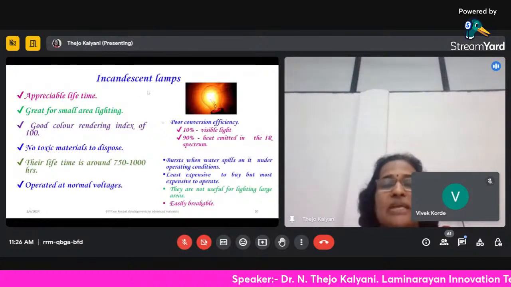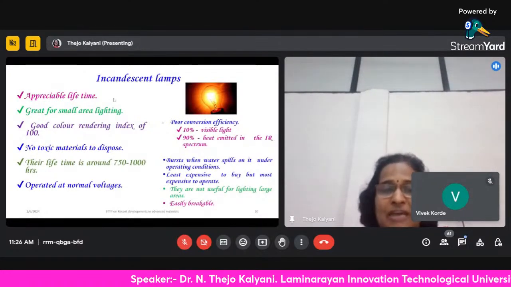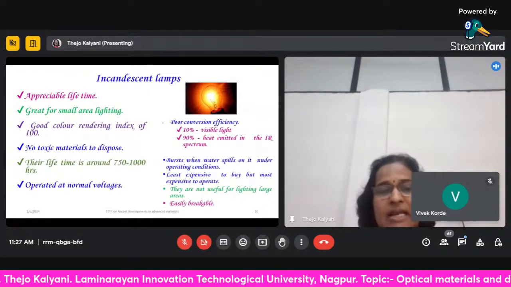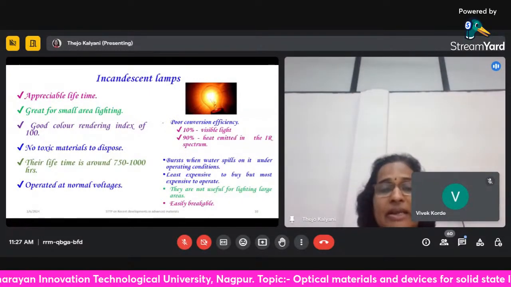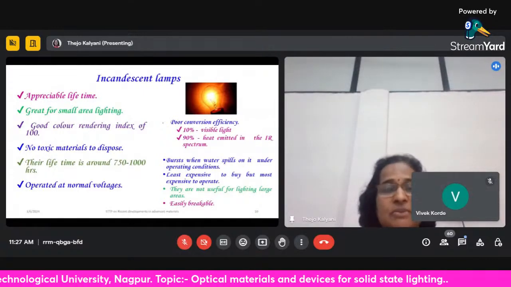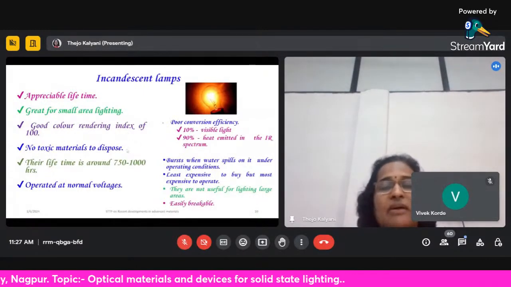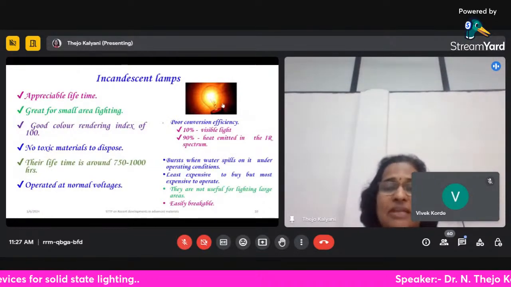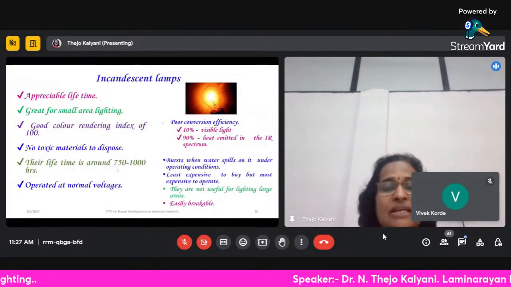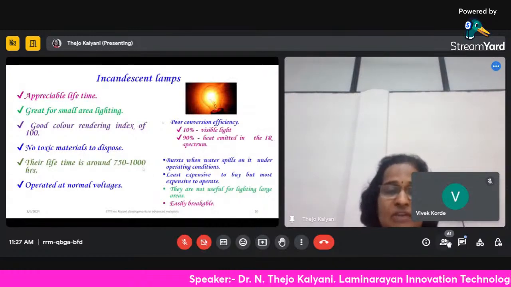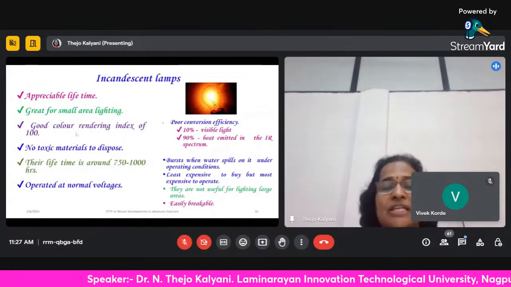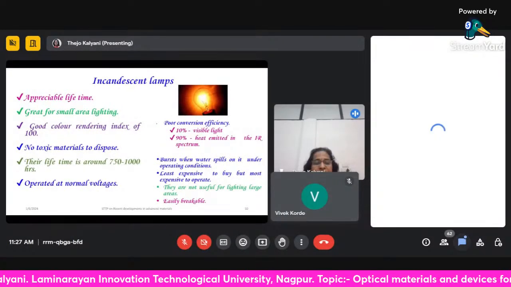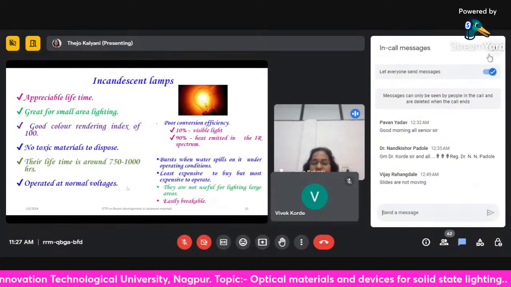So now if you talk about incandescent lamps, they have an appreciable lifetime, and they are only suitable for small areas. And though they have a good color rendering index, there are certain limitations that we'll be seeing later. And you don't have any toxic materials even if you dispose of these lamps after their life is over. Their life is going to be 750 to 1000 hours. And these were the traditional lights which we used in previous decades, we can say. And they are generally operated at normal voltages.